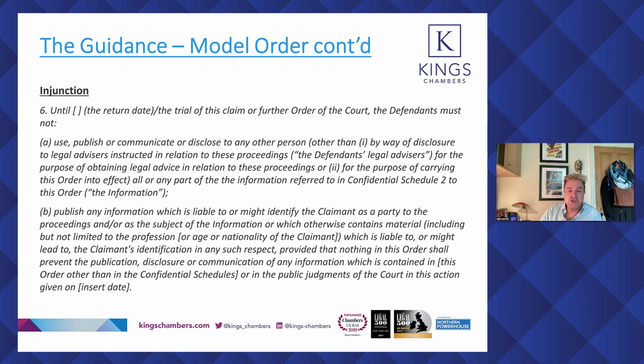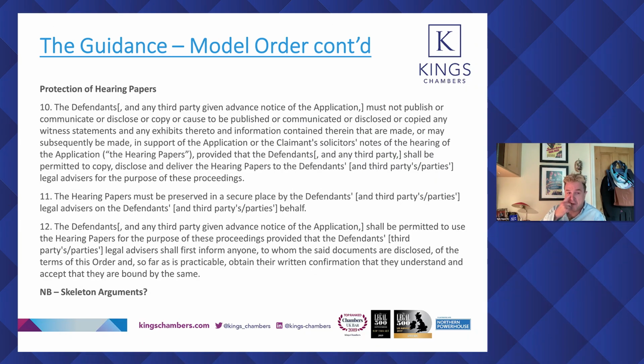We then have the injunction, and the injunction provision means not just the confidential information which is going to be covered in the proceedings, but it's also going to involve protection of the case papers. Also, if you see it at little b, publishing any information which might identify the parties to the litigation. That's at little b of paragraph 6. And then we have paragraphs 10 through to 12, the protection of the hearing papers. And again, this is going to be your consideration as to what hearing papers you believe need to be protected. And you see, it's a very wide-ranging provision.